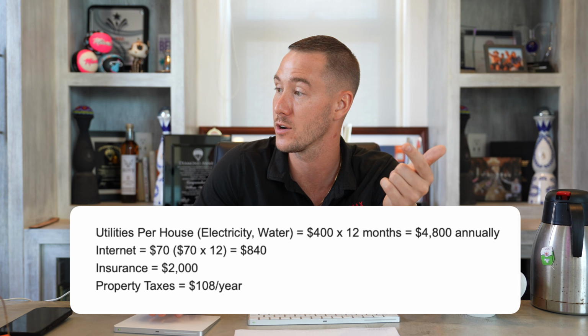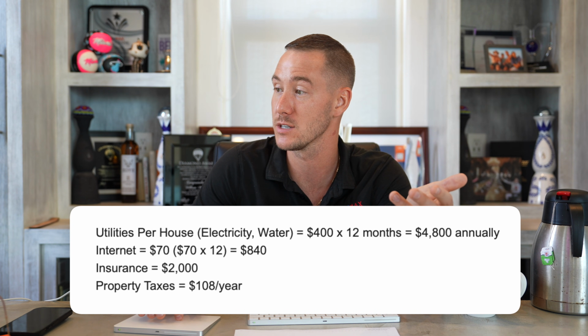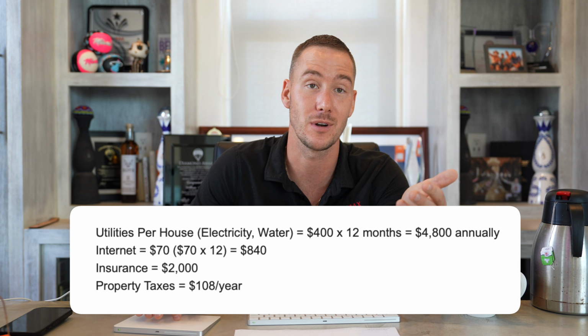We've kept the expenses fixed here for this analysis. If you guys want us to dive deeper into the expenses and break down how that looks, we can, because we've done more of a layman's version on the expense side of things. For our expenses, we have electricity and water at $400 US a month, internet at $70 US a month, insurance at $2,000 annually, and property taxes at $108 annually. Then we have our revenue here, which I'm going to break down for you guys as we go through this.